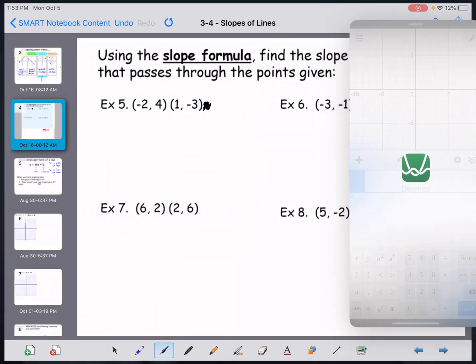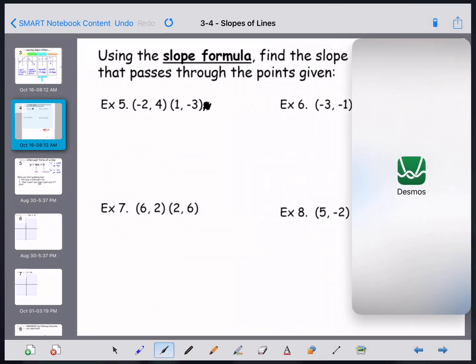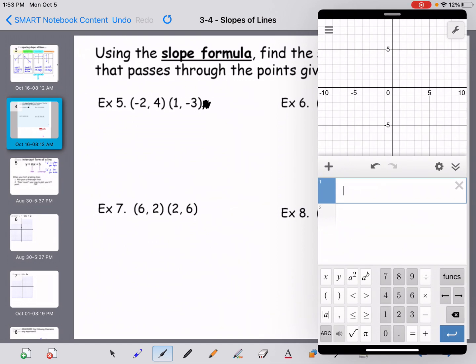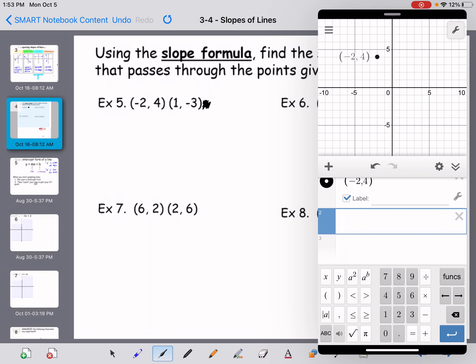So let's type in our problem here. I'm going to type in -2, 4. So -2, 4. All right, and I'm going to label it. And then I'm going to type in my next point, 1, -3.